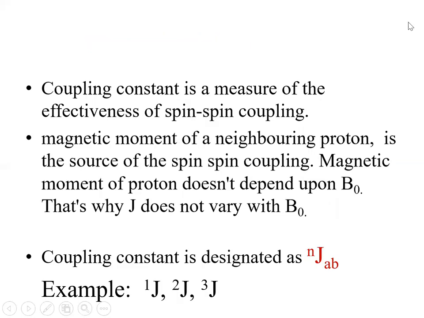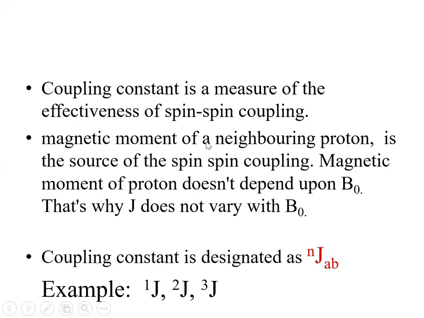Next, the coupling constant is a measure of the effectiveness of spin-spin coupling. If the spin-spin coupling is more effective, then we get a greater value of the coupling constant. And the effectiveness of spin-spin coupling depends upon various factors that will be discussed in the next video lecture.